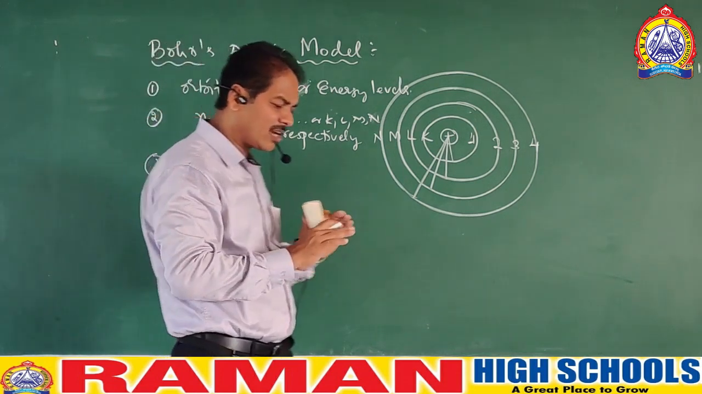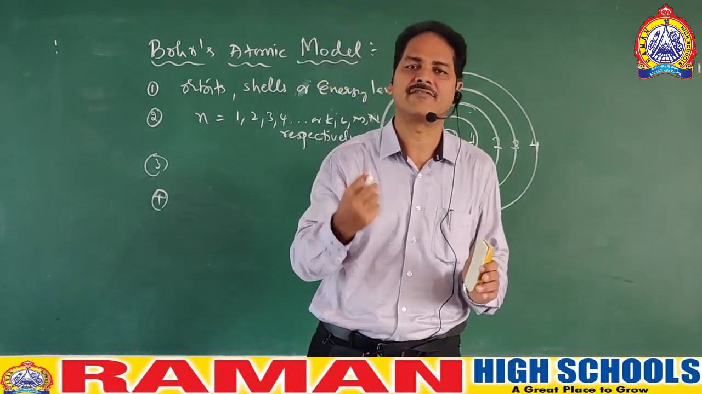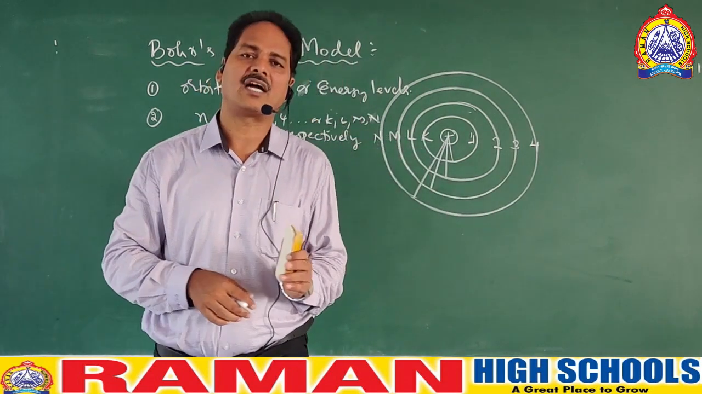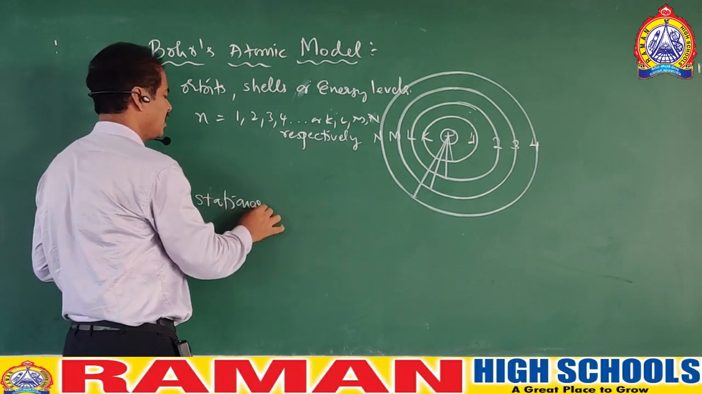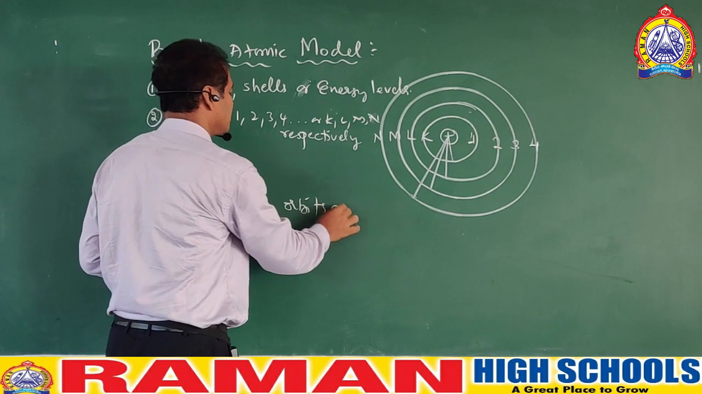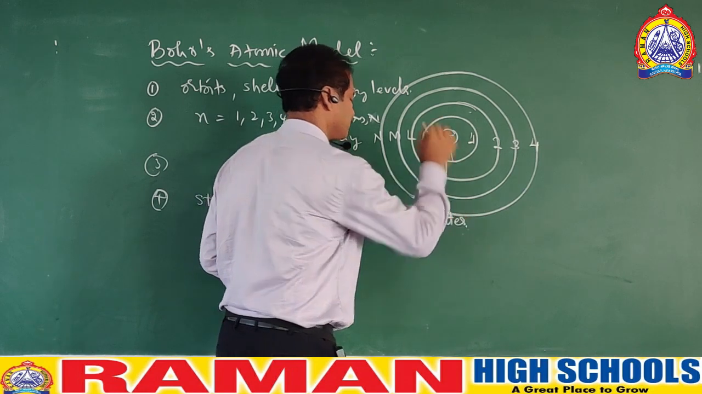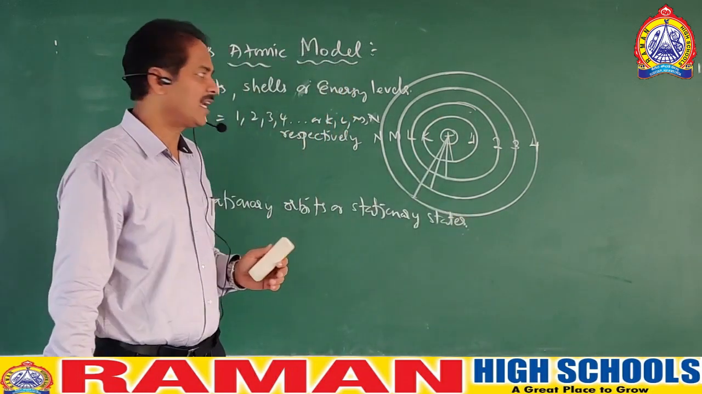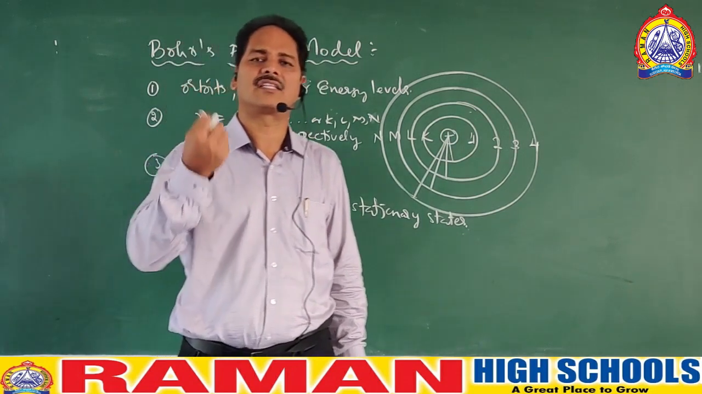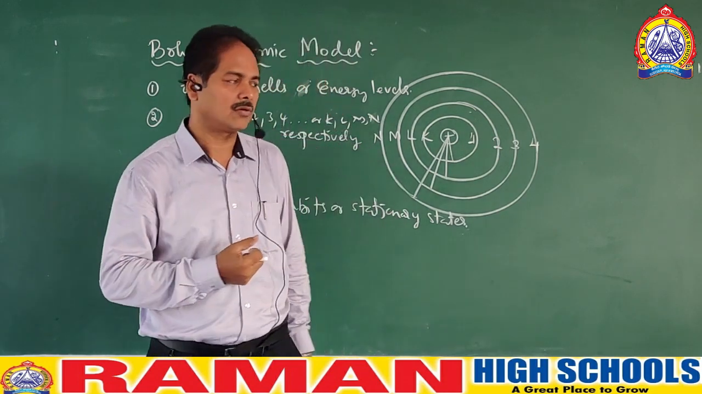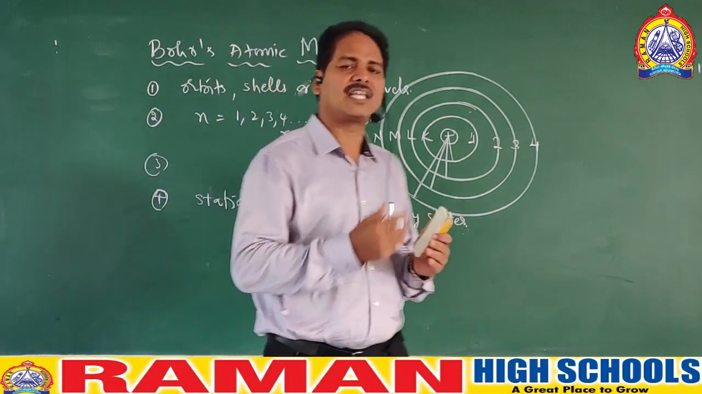These orbits neither lose energy nor gain energy. Orbits don't take the energy, they don't give the energy. That's the reason these orbits are called stationary orbits or stationary states. But the electrons which are present in these orbits can take the energy or lose the energy. So the energy of the orbit is fixed, but the energy of the electron is different.